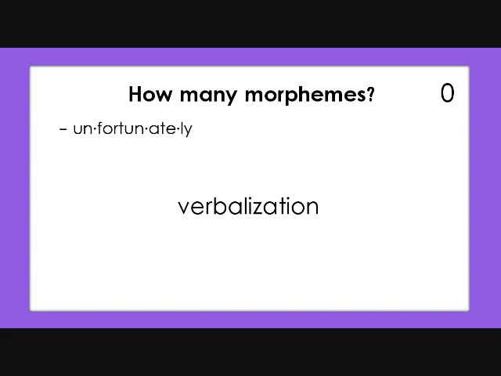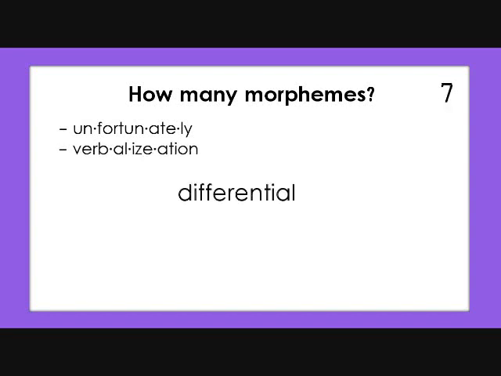Time's up. This word verbalization has 4 morphemes. Verb, al, ize, and ation. Yeah, remember that when we add and add morphemes, the spelling changes. So, are you ready for the next word? Time's up. This word differential has 3 morphemes. Differ, ence, and ial. Ready for the following word?